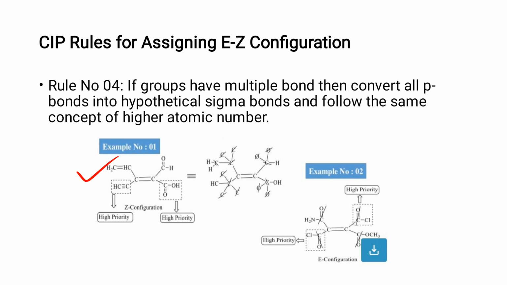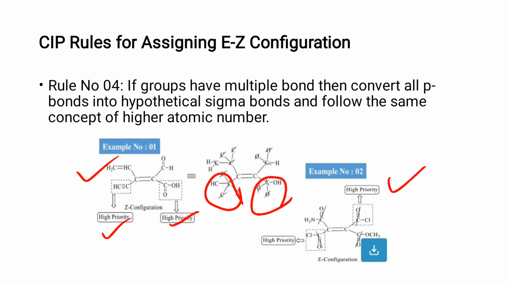These are the examples. In this case, both groups have higher priority. Here the triple bond CH is equal to three atoms, but in this C double bond O H, the C double bond O is equal to two atoms. Therefore both these groups are higher priority in this case. Therefore, it has Z configuration. Higher priority groups on the same side give Z configuration; on the opposite side, E configuration.